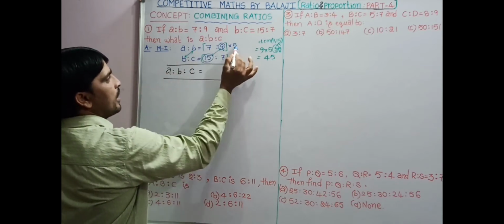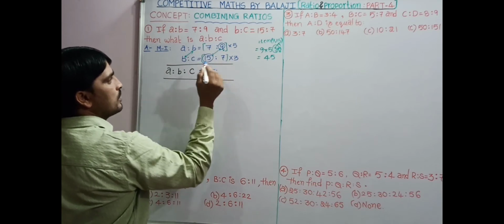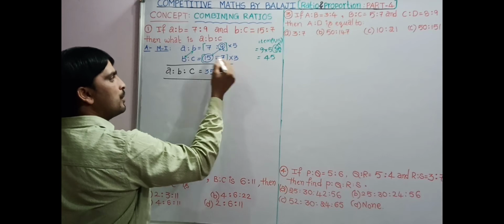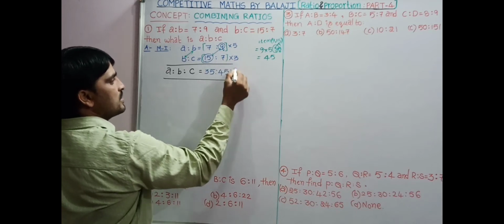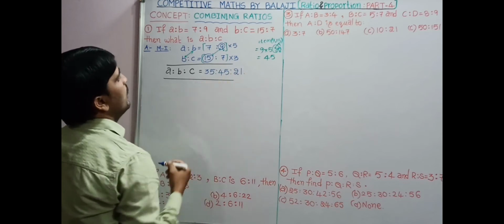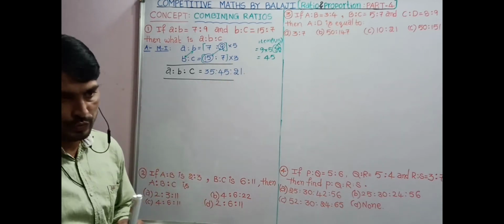Now, what is the value of A? 5 7s are 35, is to 5 9s or 3 15s, both equal to 45, is to C value, 3 7s are 21. So A is to B is to C is 35 is to 45 is to 21.